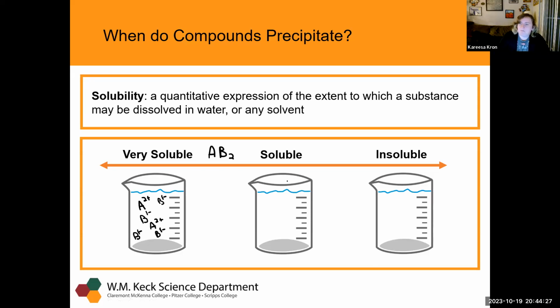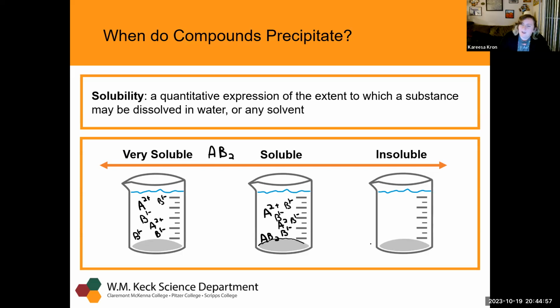If something is somewhat soluble, you might have AB2 on the bottom and A and B floating around in solution. And so we have some combination of solubility. So there is some solid that we see on the bottom of our beaker, but a lot of it is dissolved.